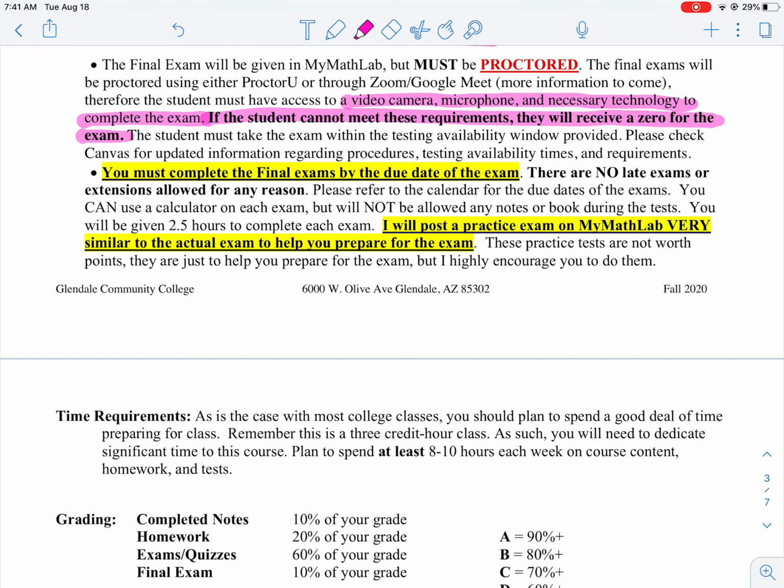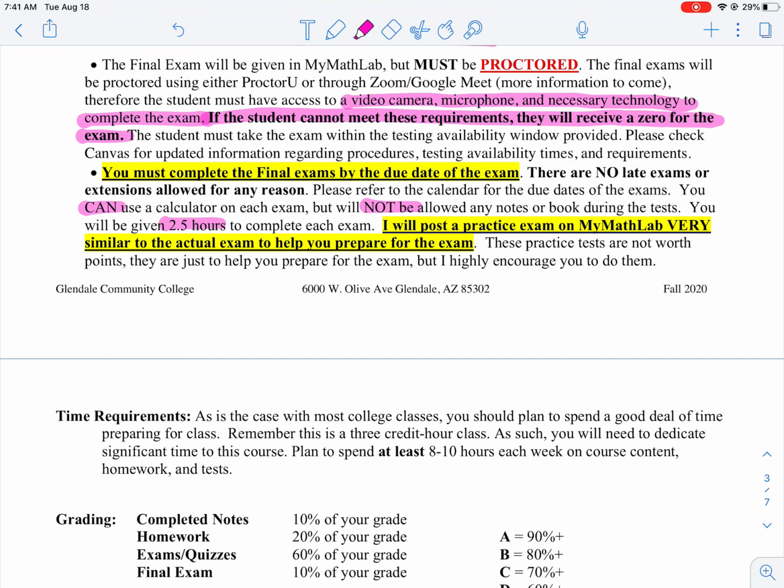All right, you must complete the final exam on or before the due date. There are no late exams or extensions allowed for any reason on your final exam. That's the end of the semester. I need to get grades in, so you need to make sure that you do it on or before that due date. You can use a calculator on the exam, but you will not be allowed to use any notes or book during the test.